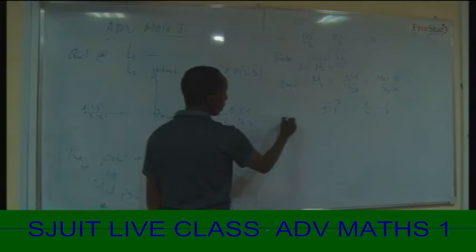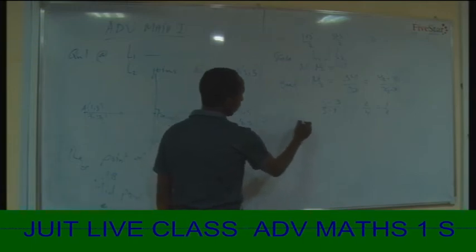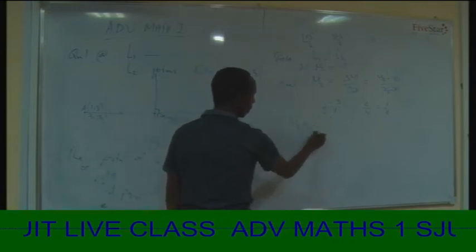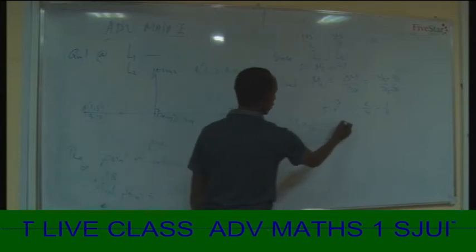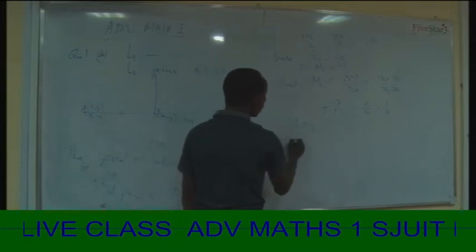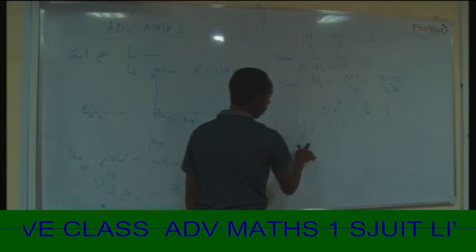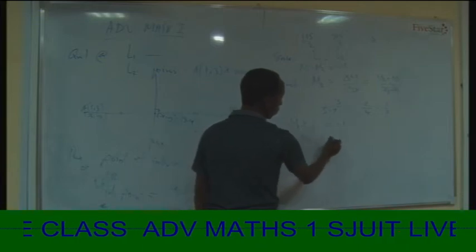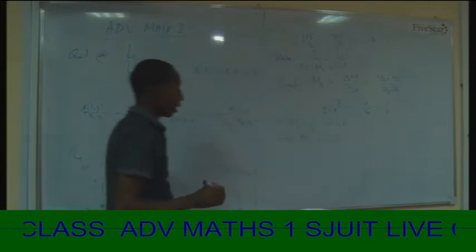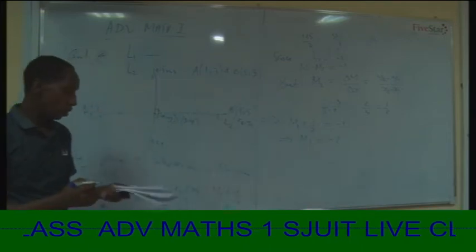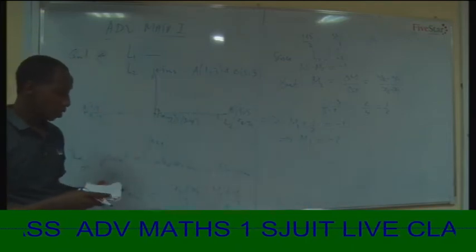So this means that m1 times the gradient of the second line, which is a half, equals negative 1. This implies that the gradient m1 equals negative 2. After getting the gradient, we finalize our question by finding the equation of the line.